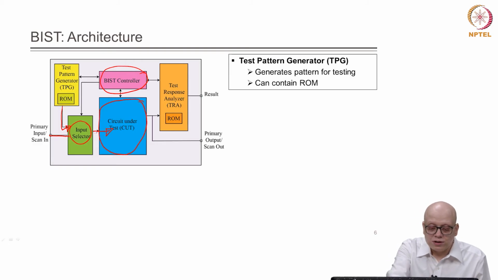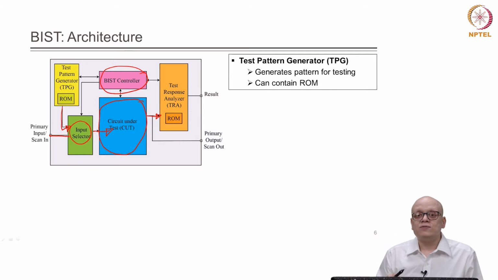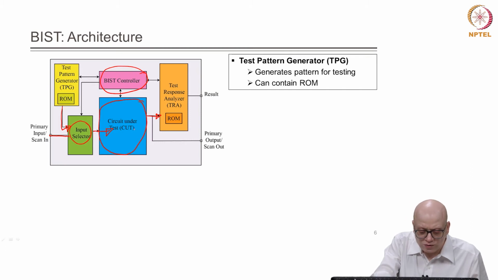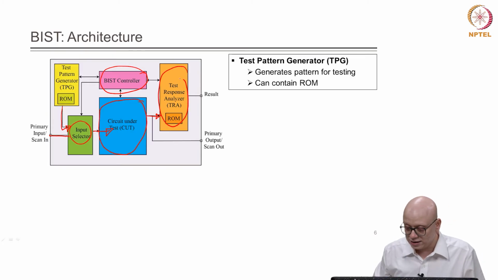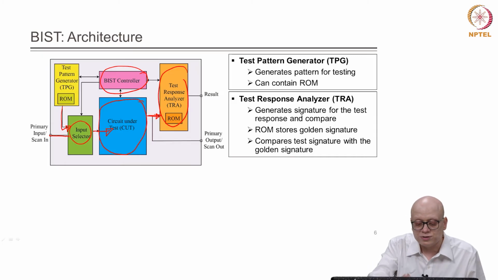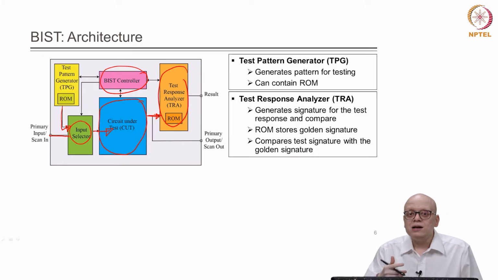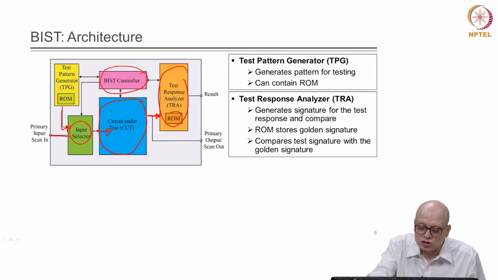Now, given the input, the circuit under test will produce an output. The CUT may have some fault, and in that case the BIST infrastructure must be able to detect that fault. So, the output of the circuit under test goes to the test response analyzer. The test response analyzer generates a signature for the test response and compares it. Given the sequence of responses received from the circuit under test, it will generate a signature and then compare it with the golden signature which is stored in its ROM.